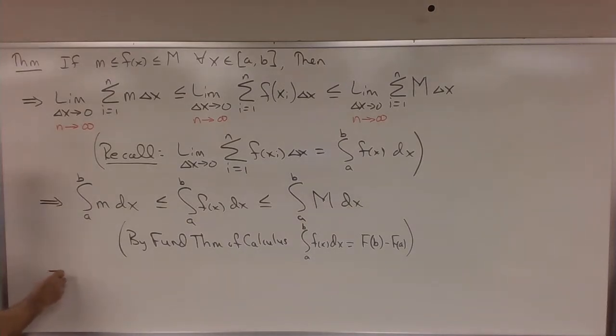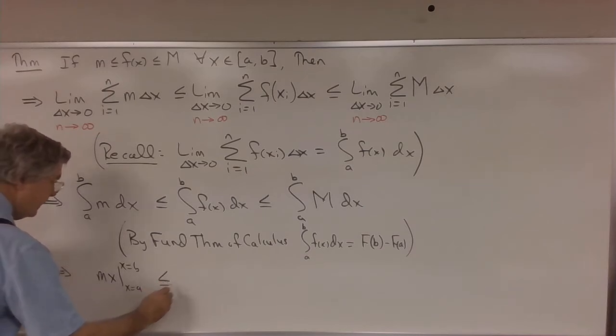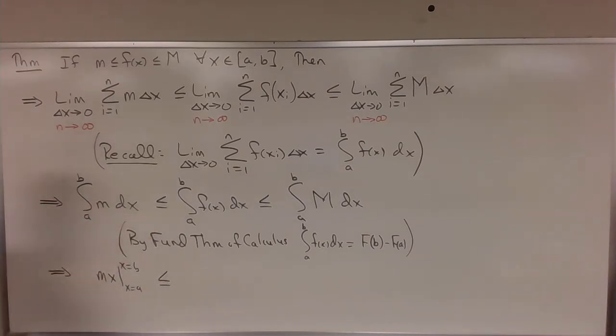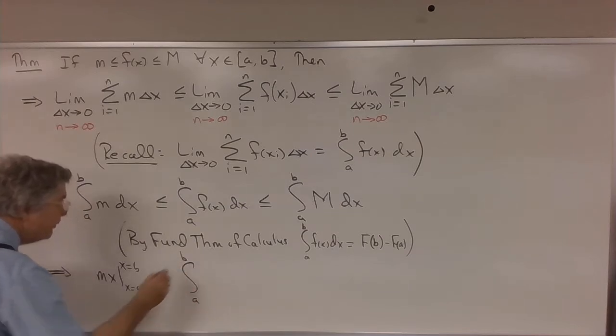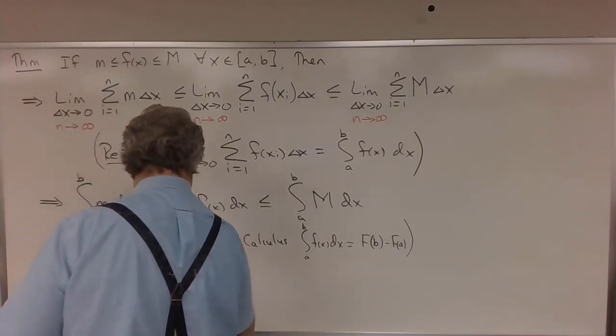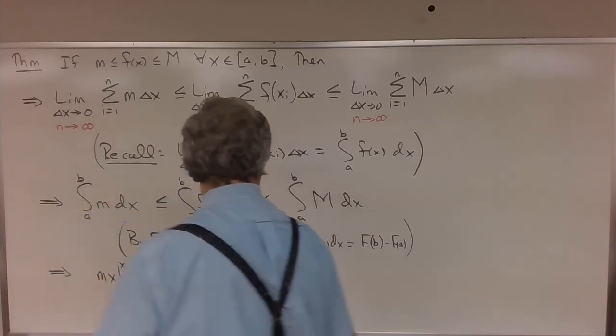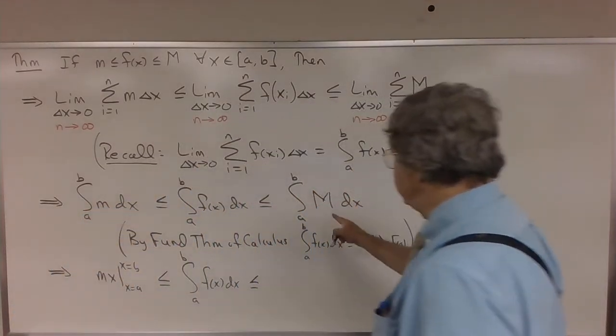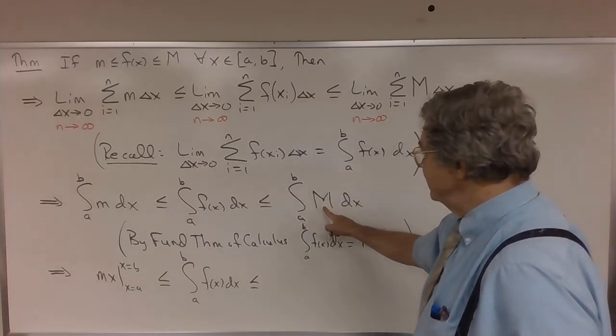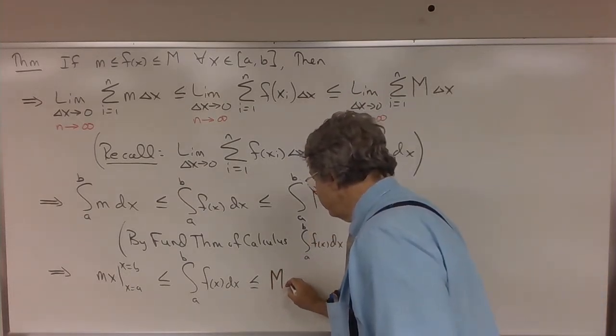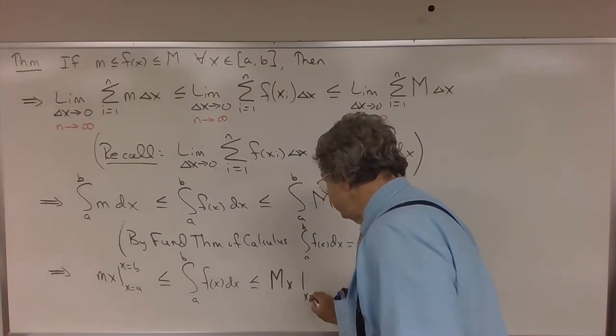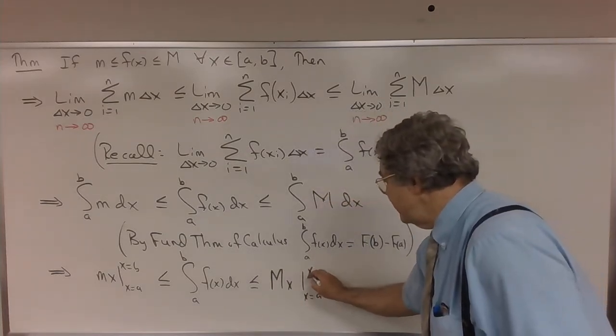So let's see what we got here. The antiderivative of this thing is little m times x, evaluated from x equal a to x equal b. I'm going to keep this exactly the same. And the antiderivative of this thing is capital M x, evaluated from x equal a to x equal b.